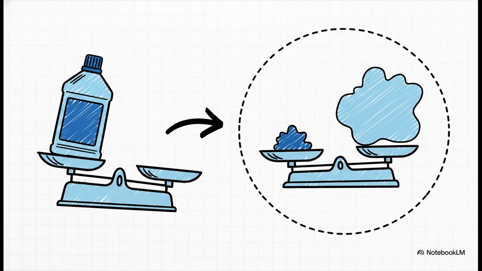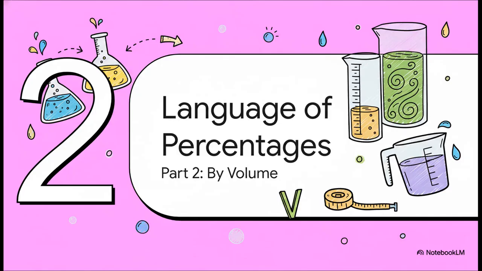When that bottle says it's 7.4% sodium hypochlorite by mass, all it's saying is that if you were to take exactly 100 grams of that bleach, 7.4 grams of it would be the active ingredient, the NaOCl. The rest of it, mostly water. See? It's that straightforward. Okay, but what happens when you're mixing two liquids together?